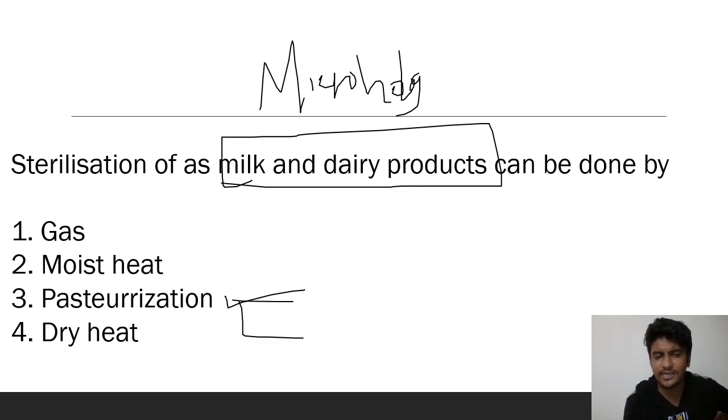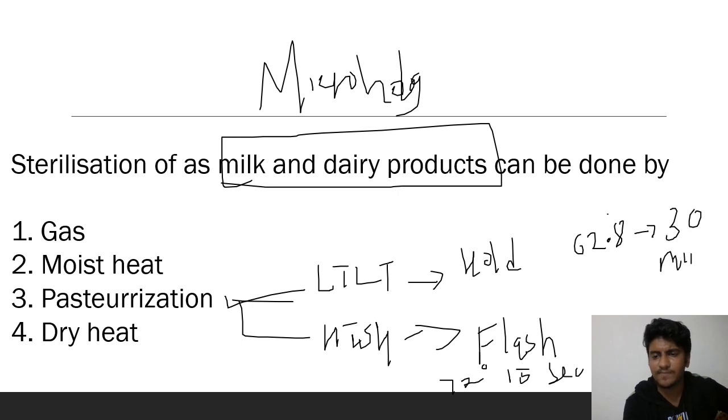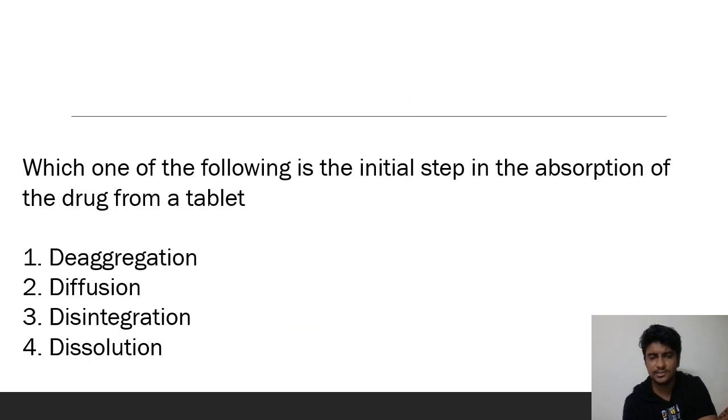We have two types of pasteurization: low temperature long term and high temperature short term. This method is called the flash method, and this method is called the Holder method. In flash method, you have 72 degrees Celsius for 15 seconds, while in Holder method, you have 62.8 or 63 degrees Celsius for 30 minutes. So this is the difference between the two types of pasteurization. So the right answer here is pasteurization.